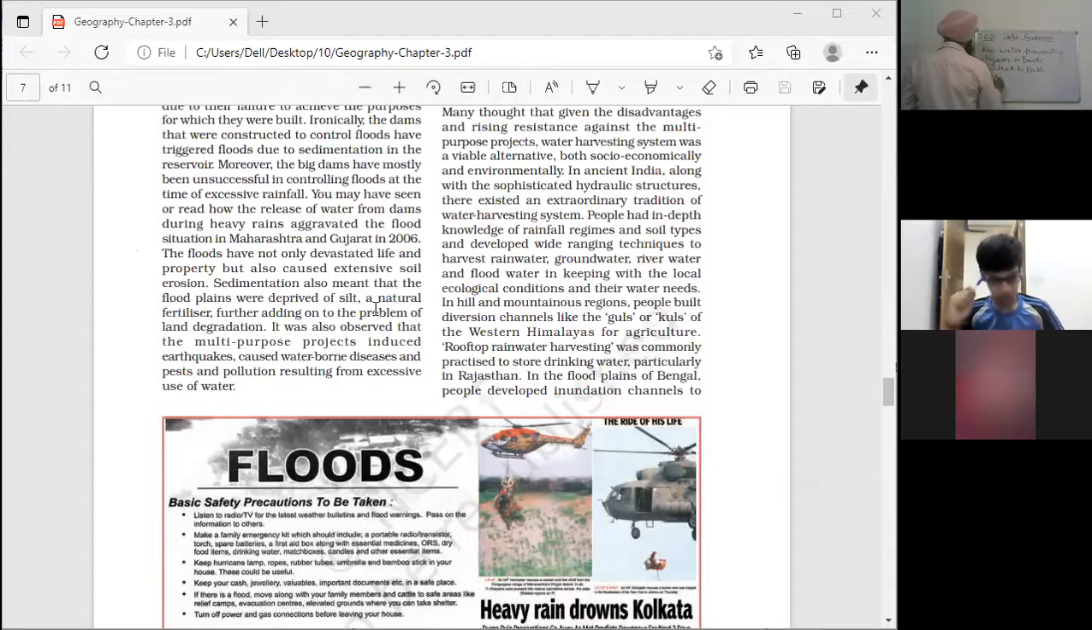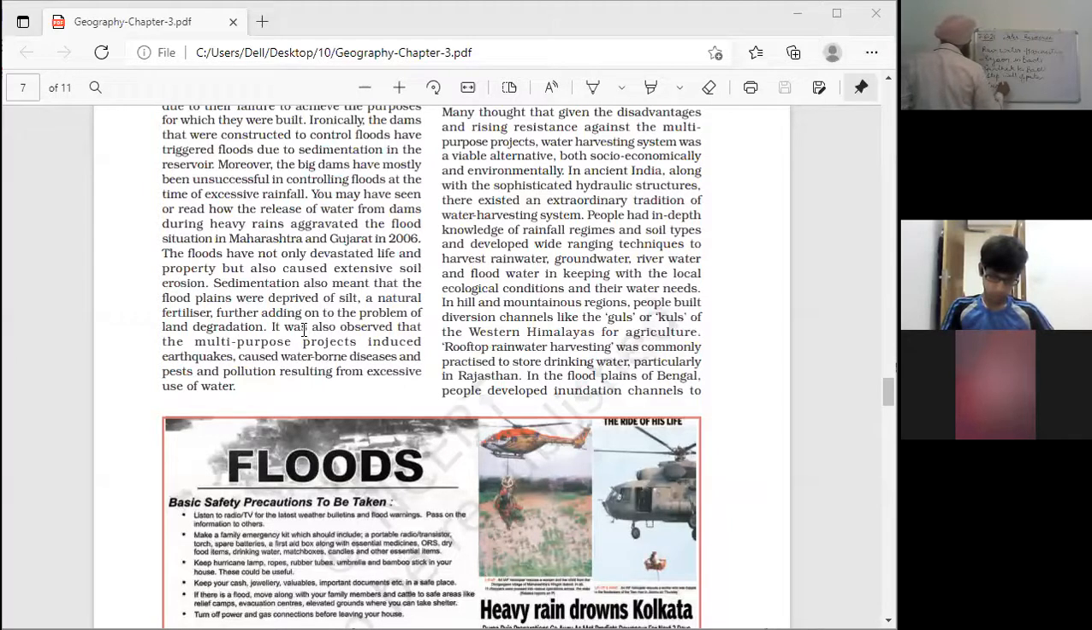Step well of Patan, P-A-T-A-N, in Gujarat, which was constructed in the 11th century. Fourth one is plenty of kunds and tankas. Kunds means ponds, and tankas is a term brought from tanks, underground tanks.